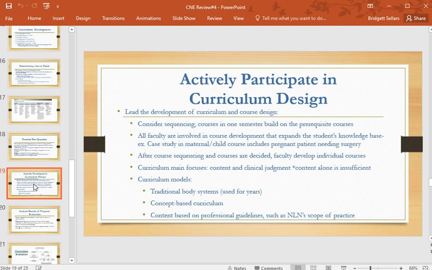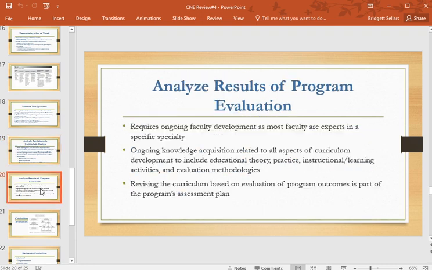Educators should actively participate in the curriculum design as we seek to ensure our students are receiving a well-rounded education and are practice ready for the nursing career that they are transitioning into. There are 3 different curriculum models: the traditional body systems, the concept-based, and then the content-based.